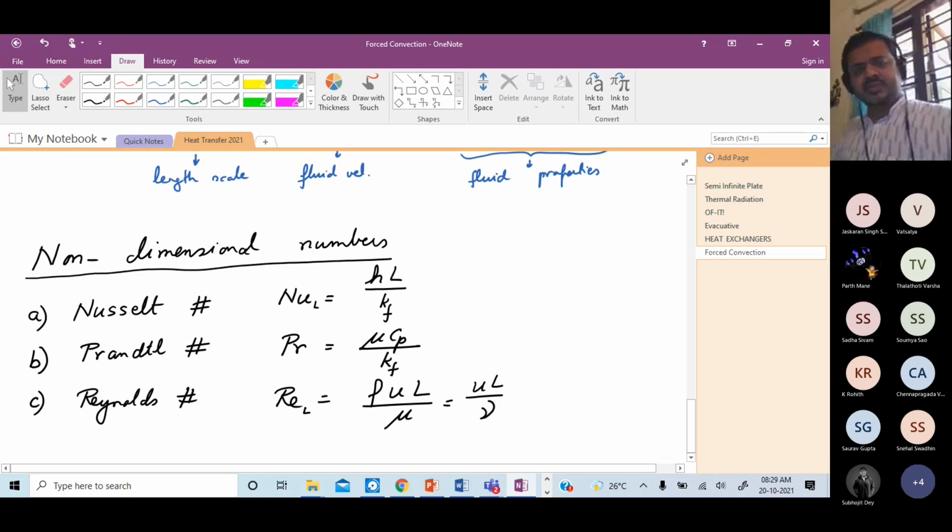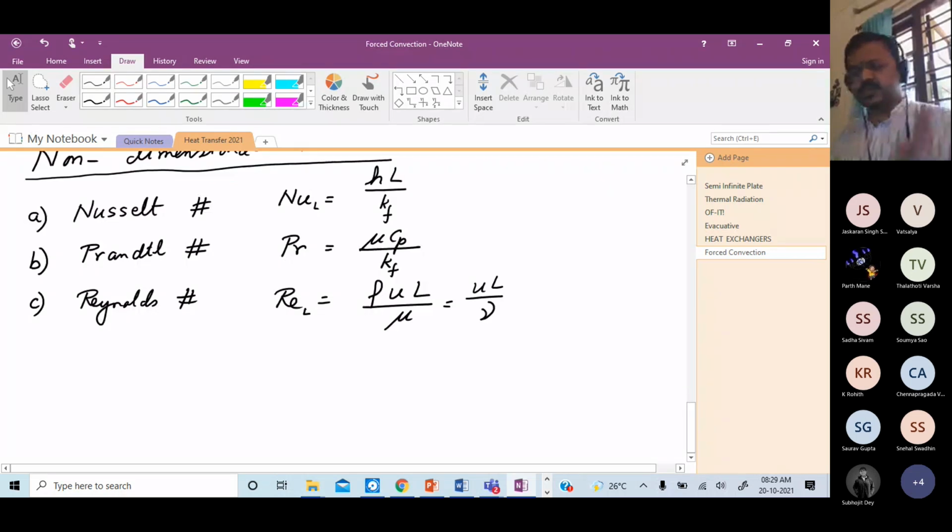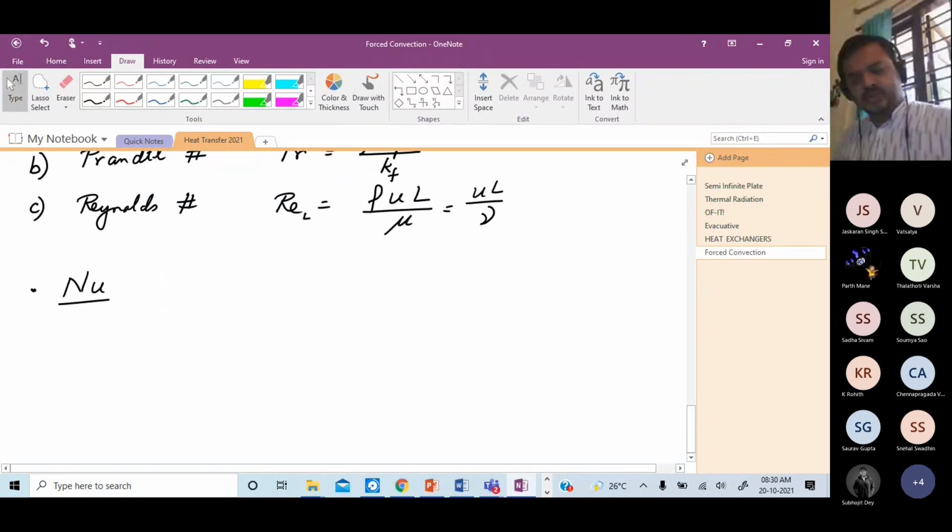Okay, so the first one, let us look into this. Just by defining it to be non-dimensional is not good enough. There has to be a physical significance. These are not defined just because their units cancel out. So we have to have a physical significance. Let us take them one by one, starting with the Nusselt number. Firstly, it's the non-dimensional form of the heat transfer coefficient.